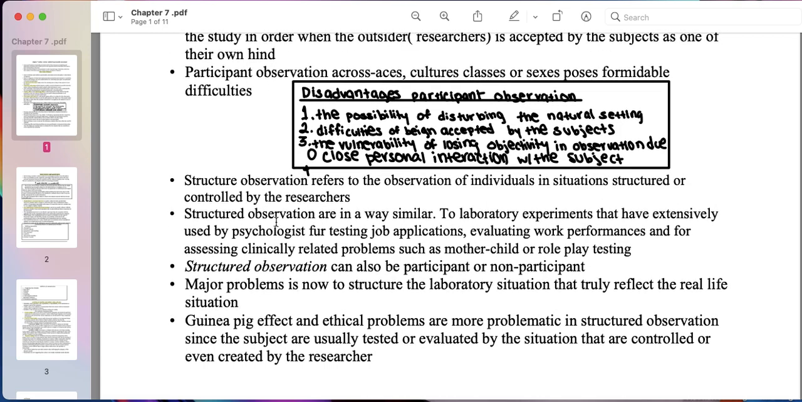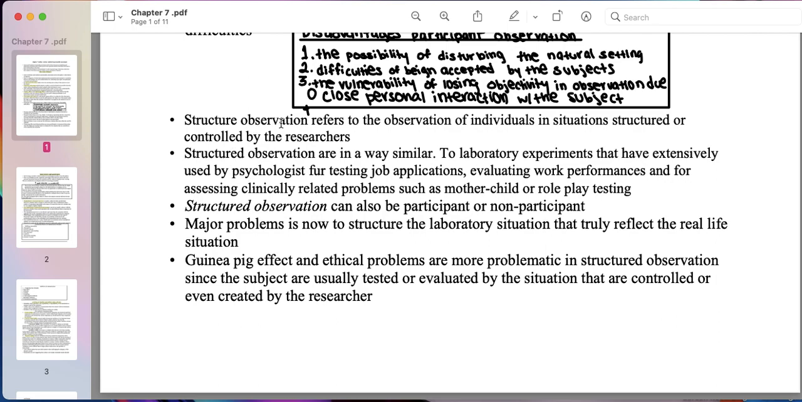These were the disadvantages of participant observation. There was the possibility of disturbing the natural setting, which we talked about. There are difficulties of being accepted by the subject, meaning that sometimes the subject just won't accept you as part of their environment and will have a harder interaction between them. And then there is the vulnerability of losing objectivity in the observation due to close interaction with the subject, meaning that the researcher ends up feeling for these people and in some way alters their findings.